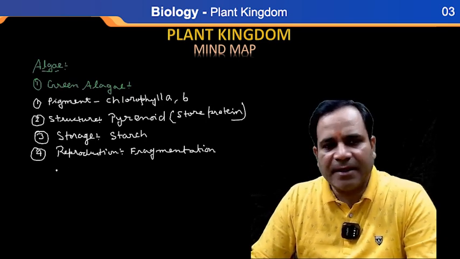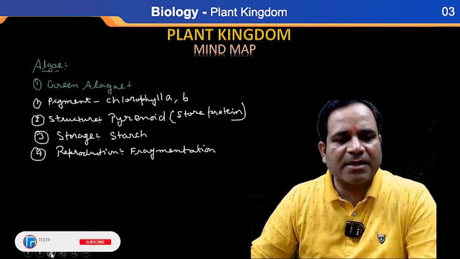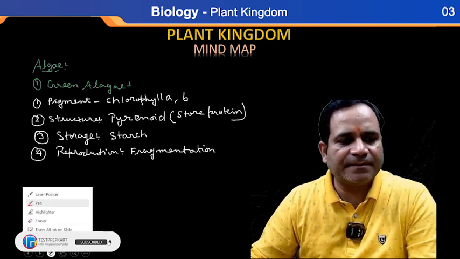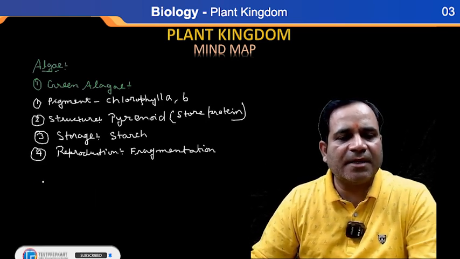Now, that was green algae. Now, the second thing, that is brown algae. The second one is what?